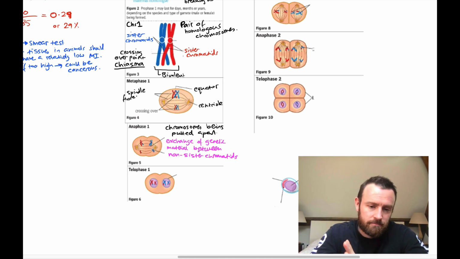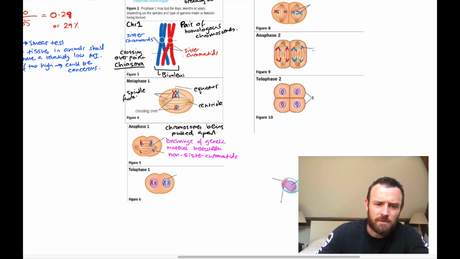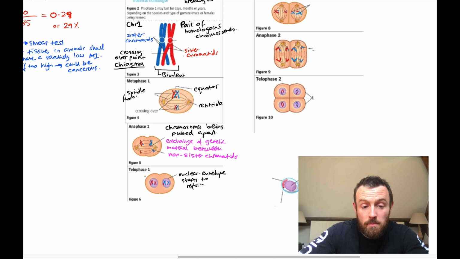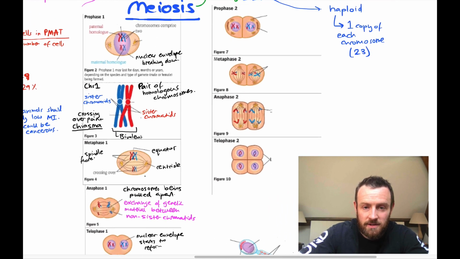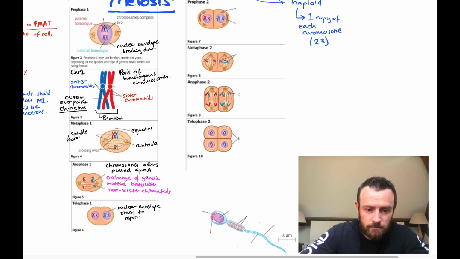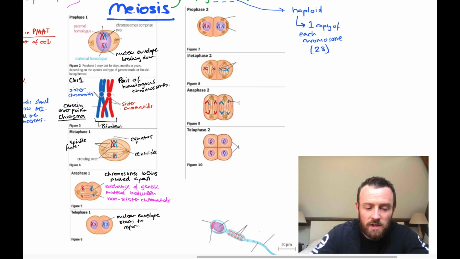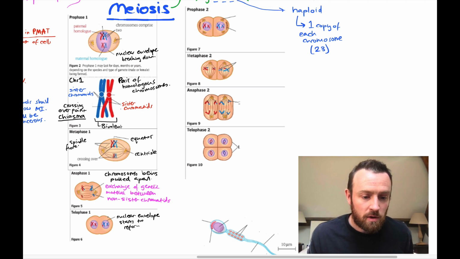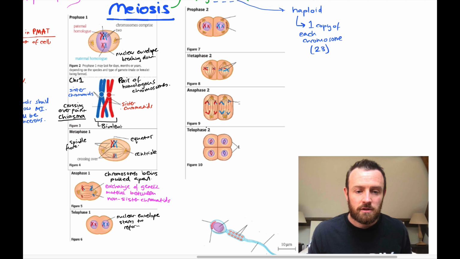Telophase 1, pretty much as mitosis, the nuclear envelope starts to reform. We've kind of finished that first round. And once we've got to here, telophase 1, we move up to here, to prophase 2. I'll zoom out a teeny bit. Oh, that's too much. There we go. So once we've gone from telophase 1, we go up to prophase 2. So we go prophase 1, metaphase 1, anaphase 1, telophase 1. Prophase 2, metaphase 2, anaphase 2, telophase 2, like that.